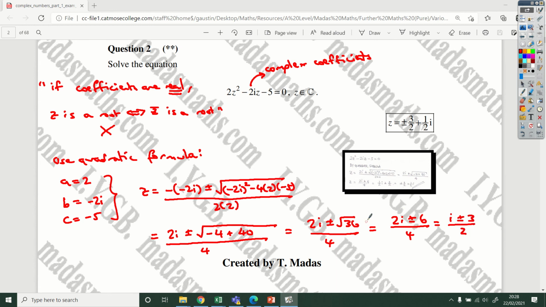I then want to write that in its real and imaginary part form. So that's going to be firstly plus or minus 3 over 2 at the beginning, and then it's plus i over 2 there. And then we're done. And those are the two roots. Notice finally as well, as we've discussed, these are not conjugate pairs, and that's because the coefficients weren't real. Okay, so that formula didn't apply.